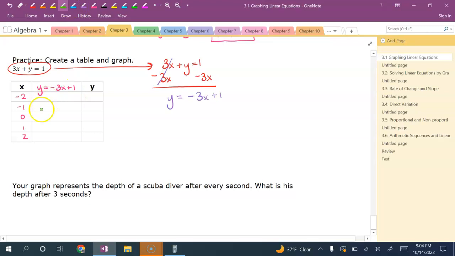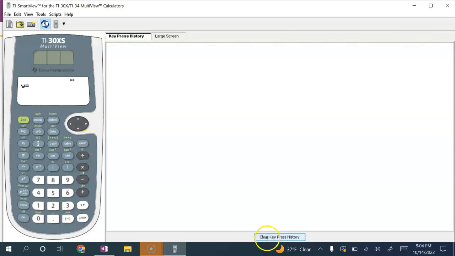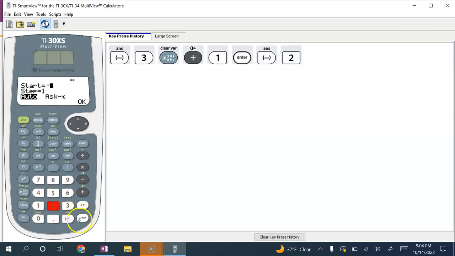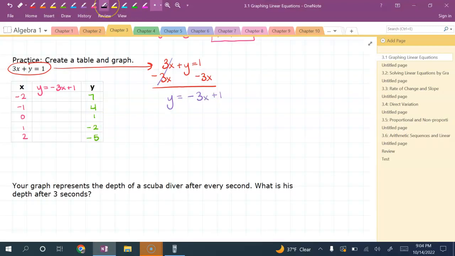Now again, for this one, you could have easily manually done all this work. If you had one of my calculators though, you could easily go back in, press that table button again, clear it out, type in this function. So negative 3x plus 1, started at negative 2 once again, and get to your table to get all those values. So to fill this out, we should have had 7, 4, 1, negative 2, negative 5. Then we should have graphed it.